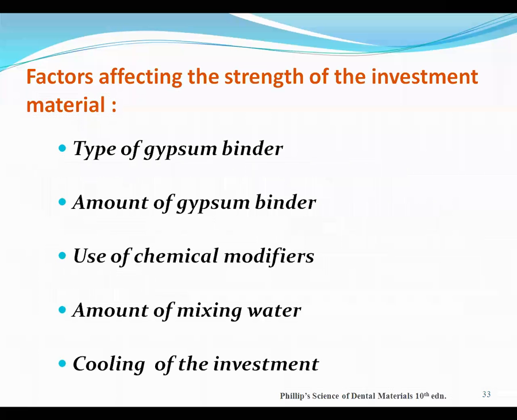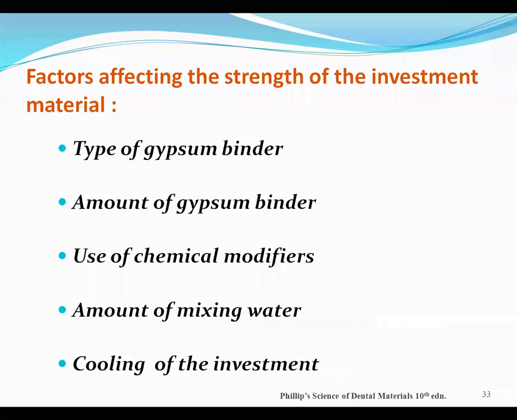So factors affecting the strength of the investment material are the type of gypsum binder and the amount of gypsum binder. The more the binding agent, the more will be the strength. Then the use of chemical modifiers. Chemical modifiers again affect the strength. It weakens the product, but chemical modifiers help in regulation of the setting expansion and the setting time. Then the amount of mixing water. The more the water, the less will be the strength.